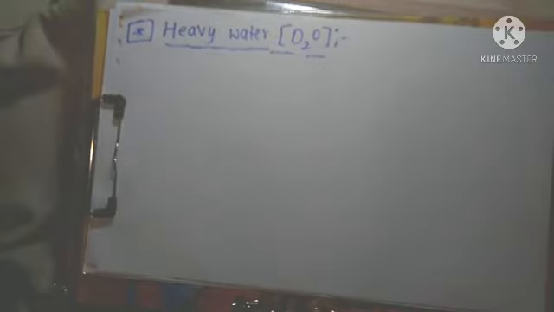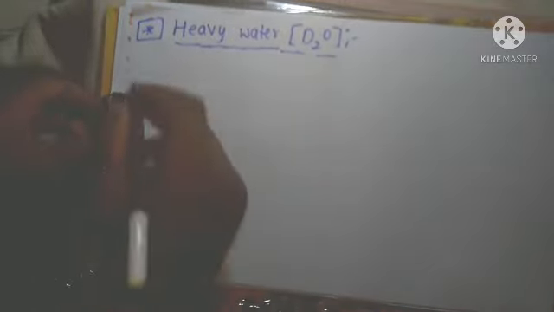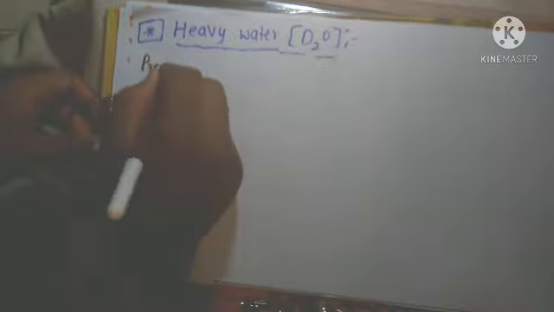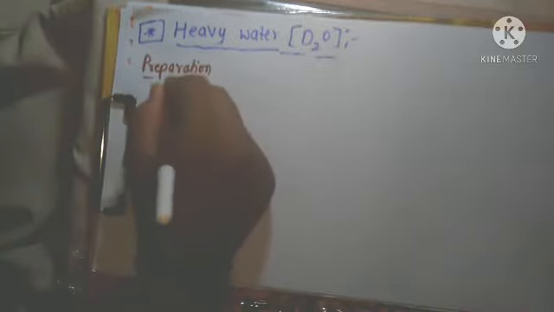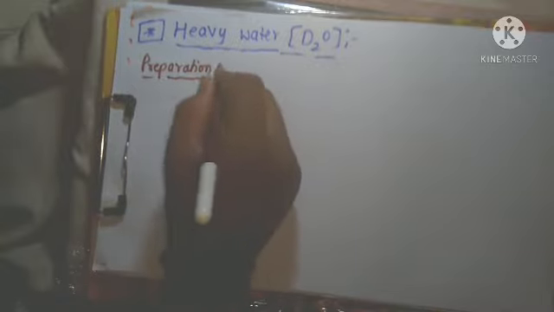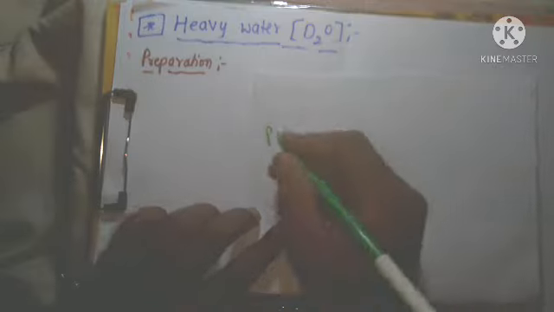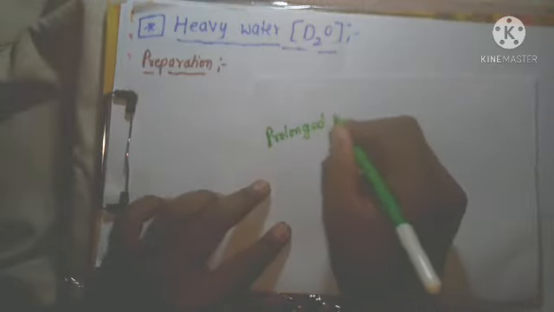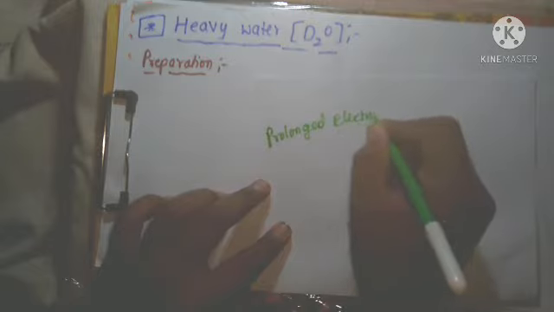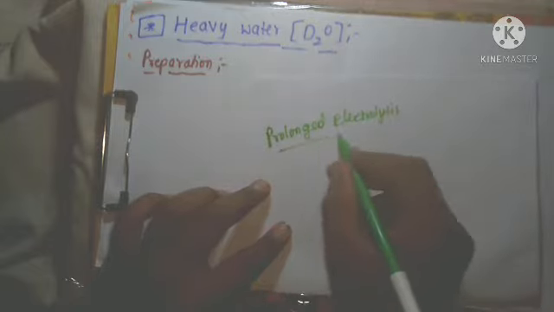Now, how is it prepared? The question is, how is it prepared? First, we will discuss the preparation. Now, just check. First one is prolonged electrolysis. What does prolonged mean? Prolonged means for a long time.